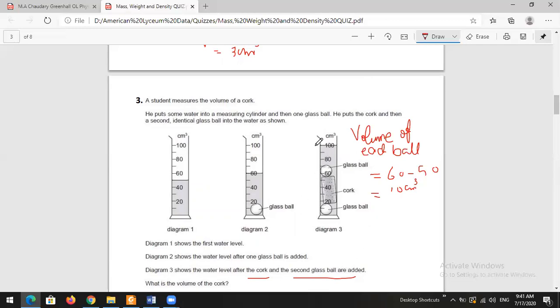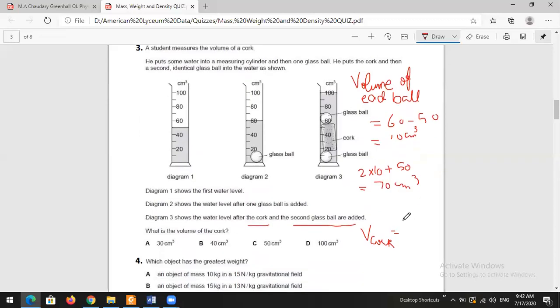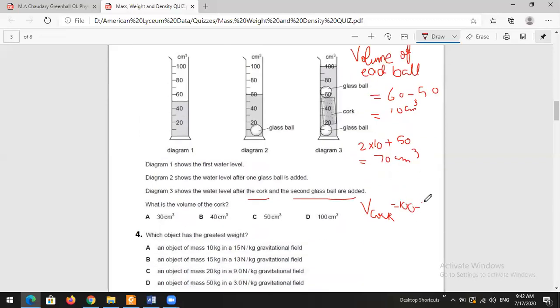So now you can calculate the total volume of water plus 2 balls. 2 balls means 2 multiplied by 10, and what was the water volume? 50. So it will be 20 plus 50 is 70 centimeter cube. Now the volume of the cork will be this reading, 100 minus 70. 30 centimeter cube is the answer. So option A was correct. Clear?